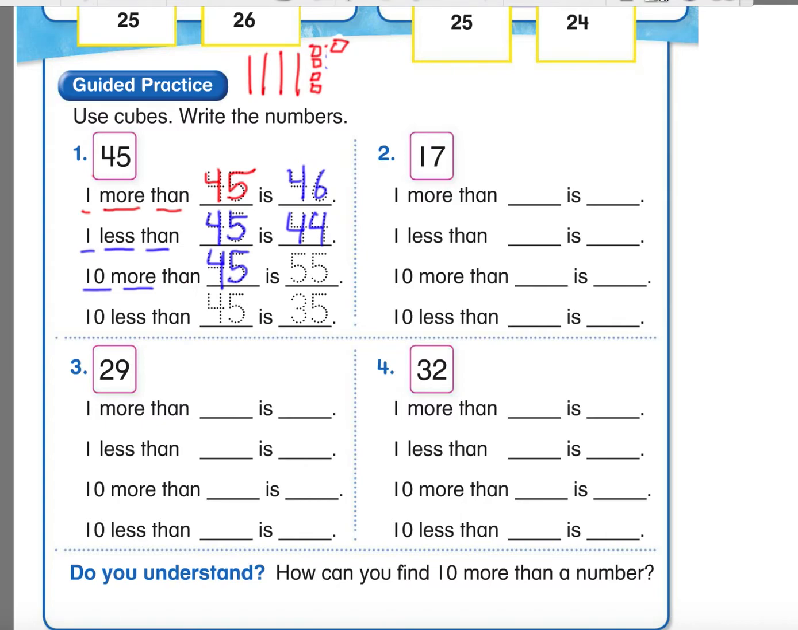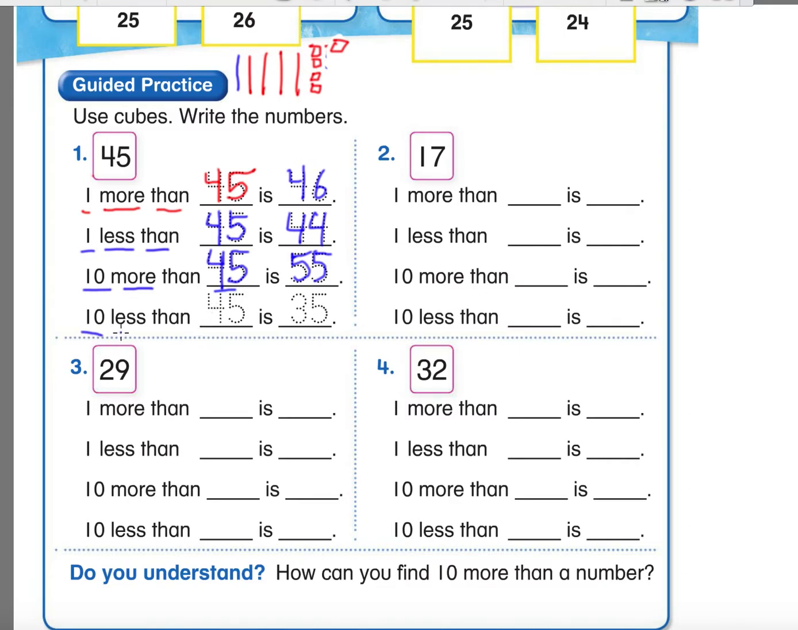Well, we're actually just going to add a 10 rod. That's all. And now we can count on. Starting with tens, 10, 20, 30, 40, 50, 51, 52, 53, 54, 55. So that's where they got 55. So only the tens place right there. Only that 4 is going to change for 10 more.